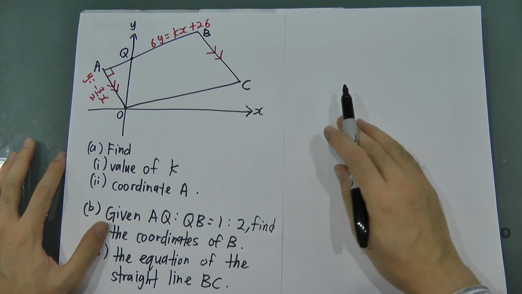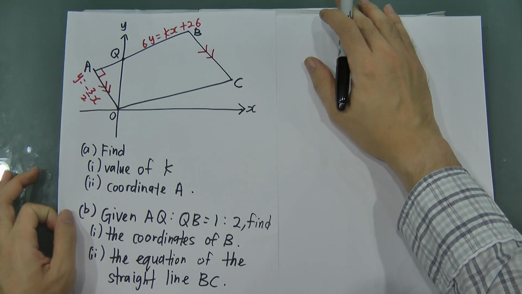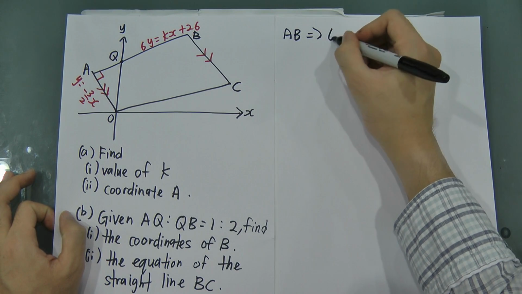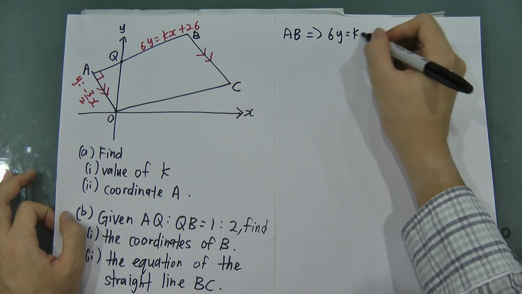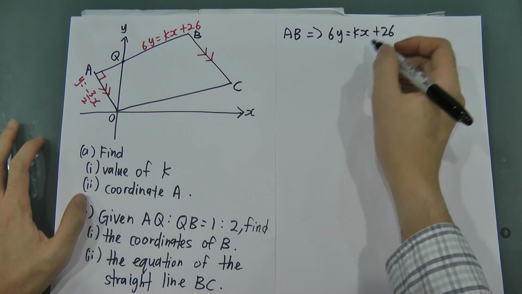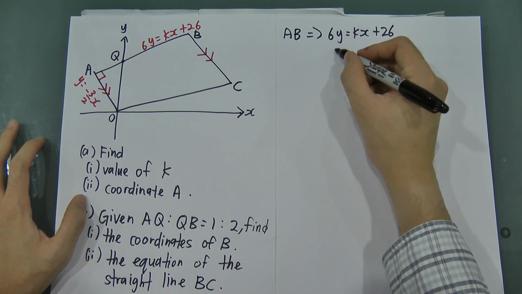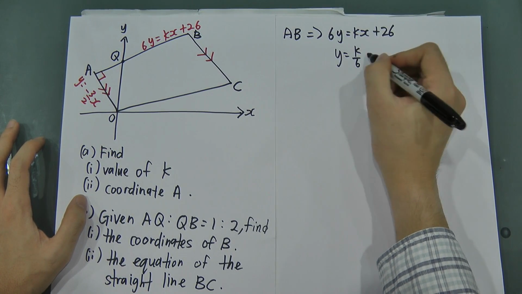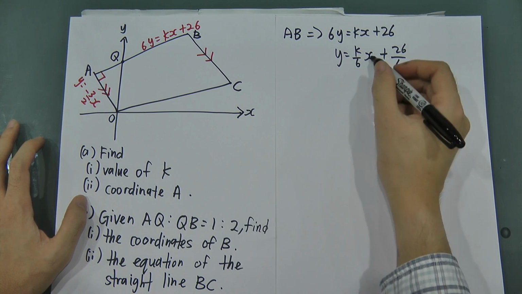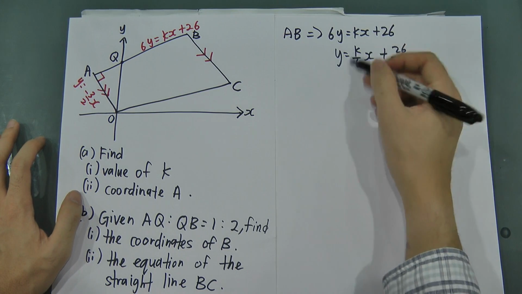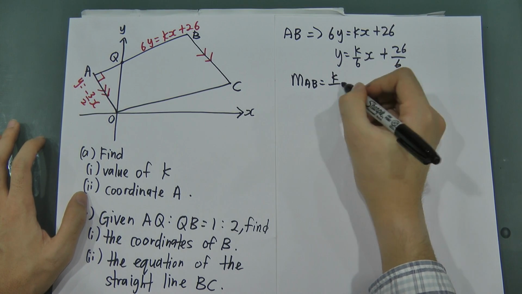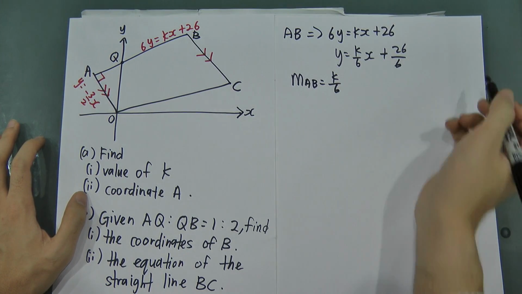So I'm going to rearrange. I'm going to write it down also. AB is given here: 6y equals kx plus 26. I will change this to y equals mx plus c. So y equals k over 6 x plus 26 over 6. Y equals mx plus c. Then I know the m for AB over here is k over 6. Easy?